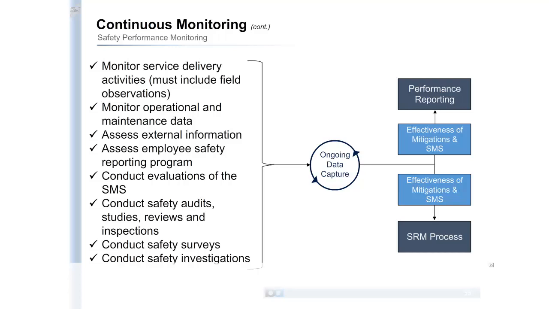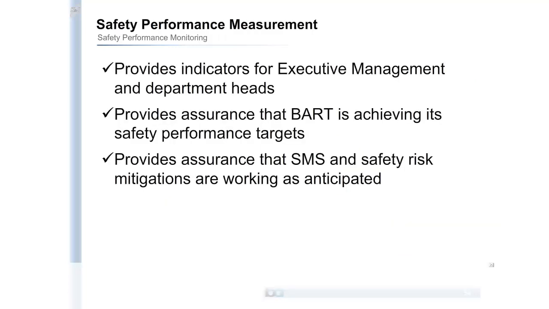These activities will capture data that can be used to create safety performance reporting that can measure the effectiveness of SRM mitigations and the safety management system as a whole. Safety performance measurement provides indicators for executive management and department heads. It provides assurance that BART is achieving its safety performance targets, and that SMS and safety risk mitigations are working as anticipated.